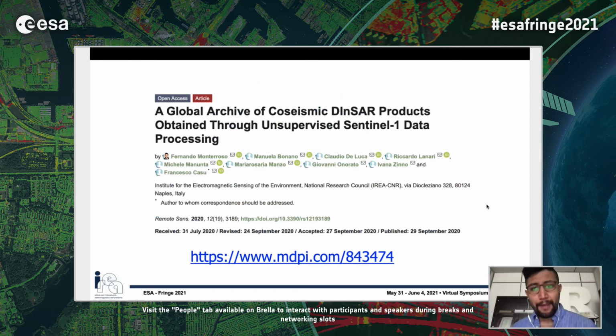This is a paper that you can see and check to study this research in depth: the global archive of coseismic DInSAR products obtained through InSAR and Sentinel-1 DInSAR processing. You can see here the journal Remote Sensing, where it is possible to check the paper, if you are interested.